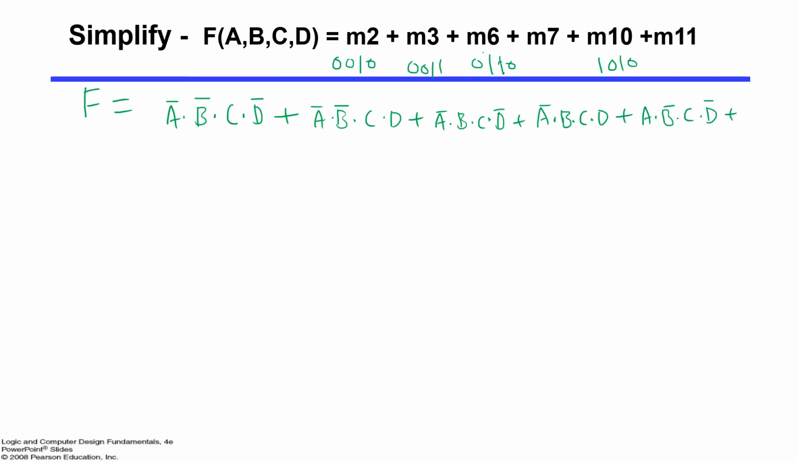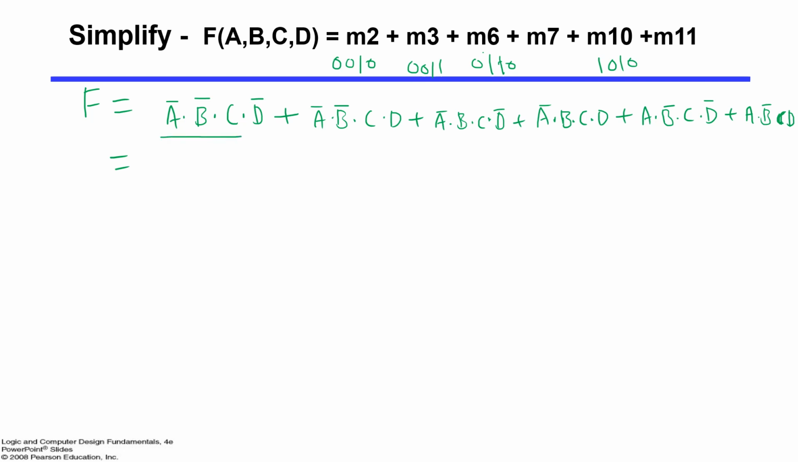Now what about 11? It will be 1 0 1 1. So you can say A dot B bar dot C dot D. Right, so in that way you will get the entire expression. Now I want to simplify, so let's start the simplification process.